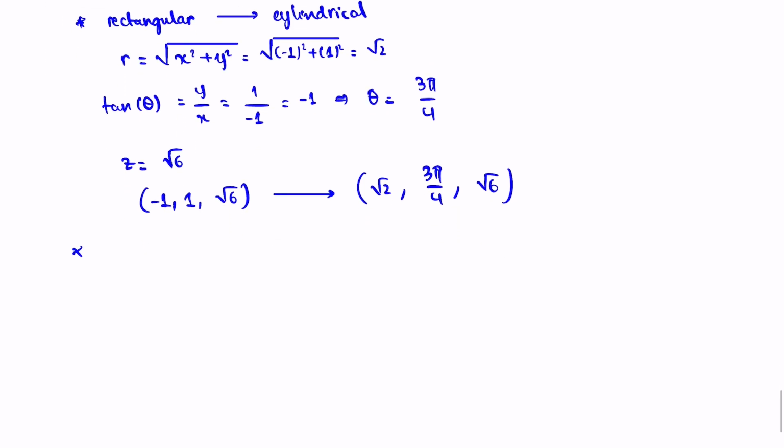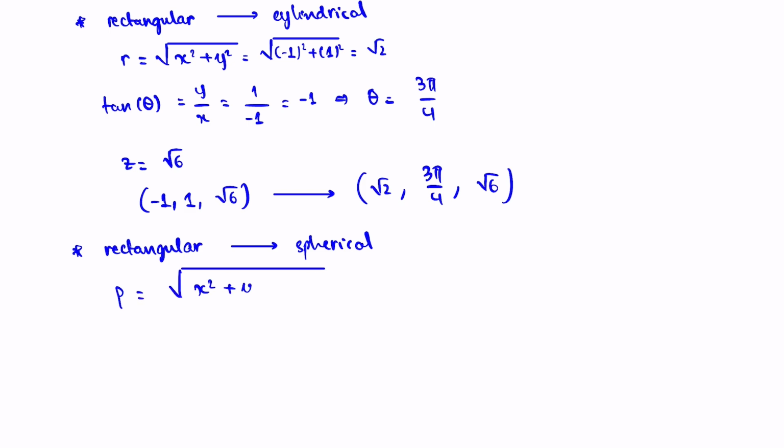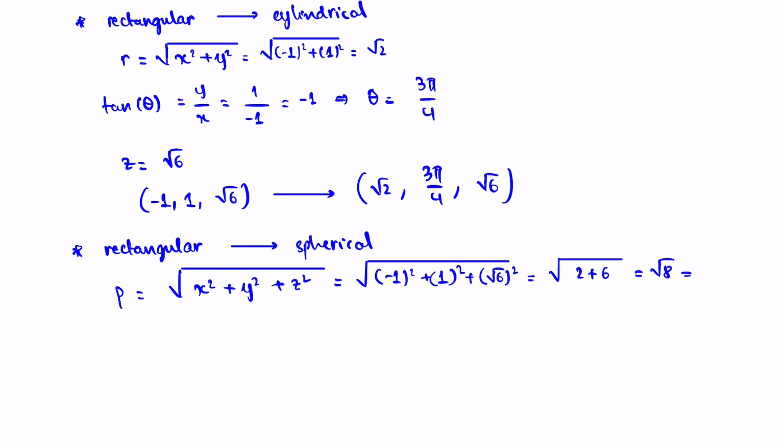Now from here, we're going to do rectangular coordinates to spherical coordinates. We're going to need the point of the form rho, theta, and phi. So for rho, we're going to get rho equal to the square root of x squared plus y squared plus z squared. Well, this is equal to -1 squared plus 1 squared plus root 6 squared. Or you're going to have 2 plus 6, or this is root 8, or you can do 2 times root 2.